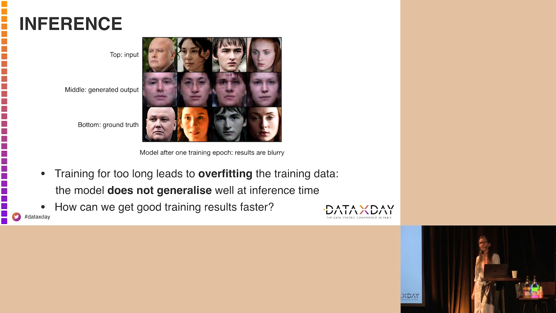The top row are the inputs. The middle row here are the outputs that have been generated by a model that has only been trained for a single training epoch. As you see, they're kind of blurry and fairly noisy, just not that good. After 50 training epochs, they get better. At 400 training epochs, they actually start to get worse again, and it's all downhill from there.